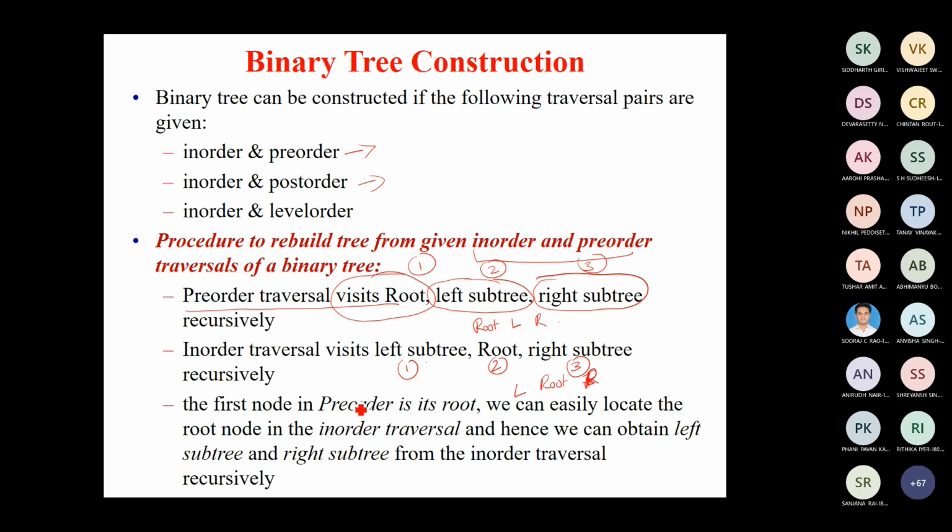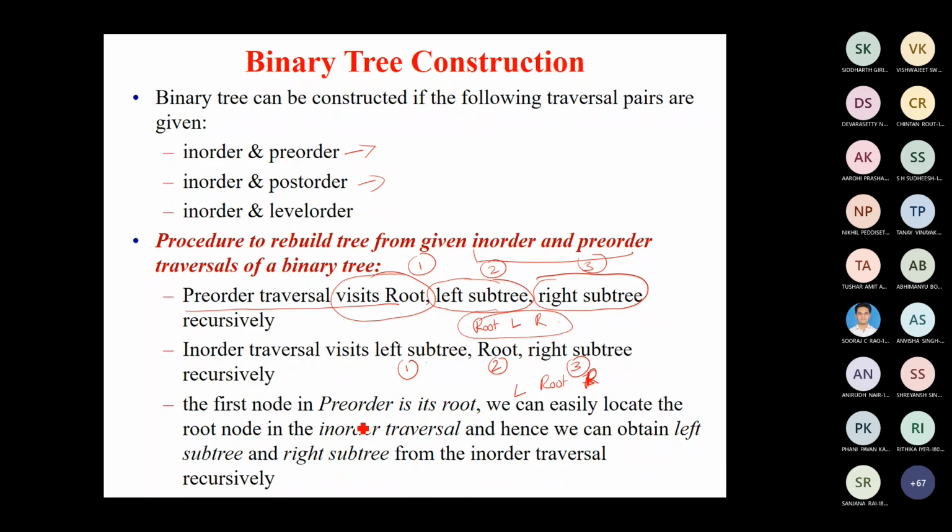If you look at the pre-order traversal output here, in the order of visiting in the pre-order, the first node is the root node. Is it right? So if you take any pre-order traversal sequence, the first node is going to be the root node, so we can easily locate this root node. Once you have located the root node from the pre-order traversal, it is easy to find out which nodes belong to the left subtree of that root, and which nodes belong to the right subtree of that root node, by using the in-order traversal.